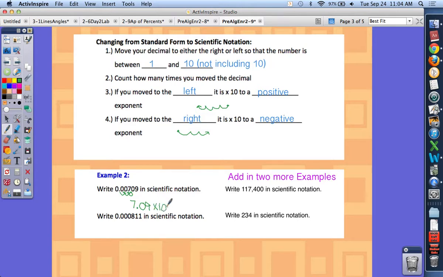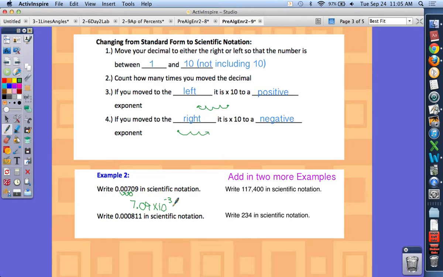You need to figure out what exponent. The exponent comes from this. This was a really small number, so what kind of exponent are you expecting? A negative. And you moved to the right, so it's going to be a negative exponent. Just count the spaces. 1, 2, 3. It goes to negative 3.